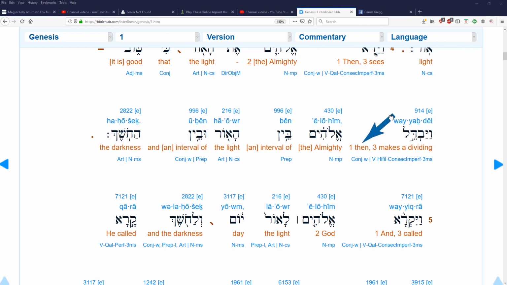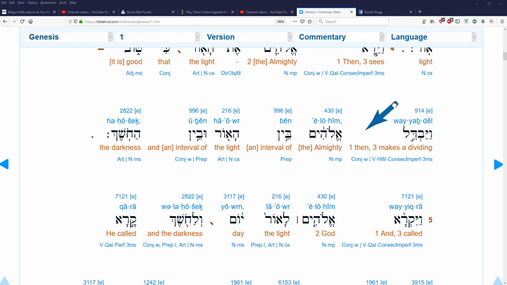Alright, the significance of this wav consecutive. Then the Almighty makes a dividing, an interval of the light and an interval of the darkness, is that he, at this point in time, set in motion the process which would cause a cycle of day and a cycle of night to alternate with each other.